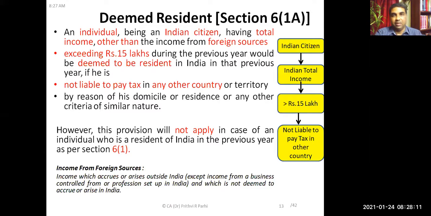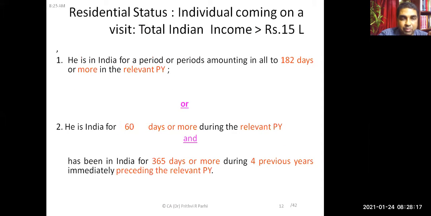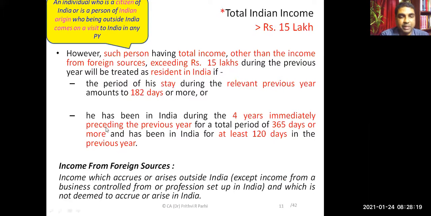Okay. Now, the deemed resident concept, this was also discussed in the last class. Before that, one more concept I will tell you. What is the meaning of income from foreign sources? This particular provision says such person having total income other than income from foreign sources. That means here we are talking about Indian income.